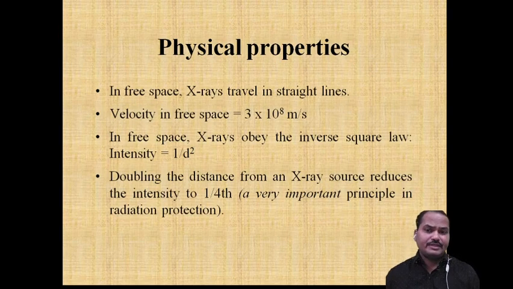Now the physical properties of X-rays: we have seen that in free space, X-rays will travel in straight lines, and the velocity in free space will be that of light, that is 3 into 10 power of 8 meters per second. The X-rays will obey the inverse square law. That means the intensity of the rays will be inversely proportional to the square of the distance. Meaning greater the distance, lesser will be the intensity, broadly speaking. So doubling the distance from an X-ray source will reduce the intensity to 1/4. So this will be an important principle in radiation protection.